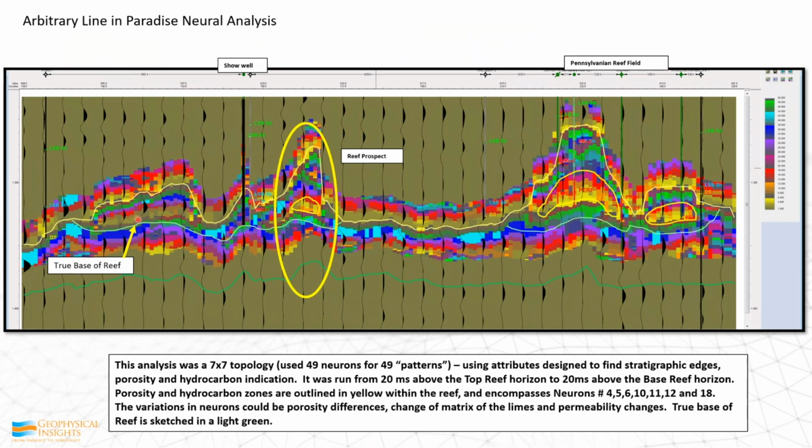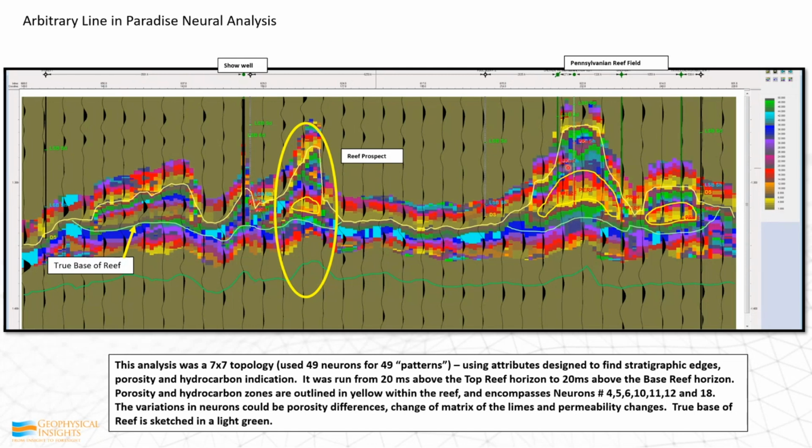Now, you can tell when you start looking at this the true base of reef, because you can see this little light green line that represents the base of the carbonates as they sit on a clastic rock below. But what's most important is this red, orange, yellow area in the central part of the reef that represents the porosity. The reason it's so many different colors is probably because there are different levels of porosity. You could be 16%, 18%, 20%. You could have different permeabilities in here.